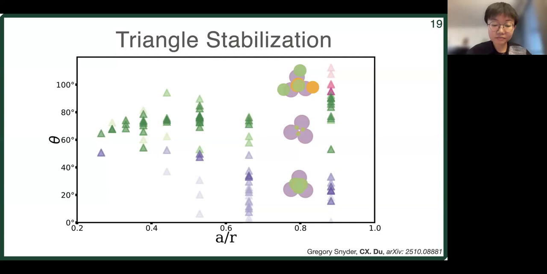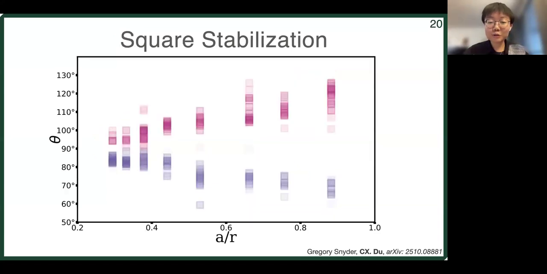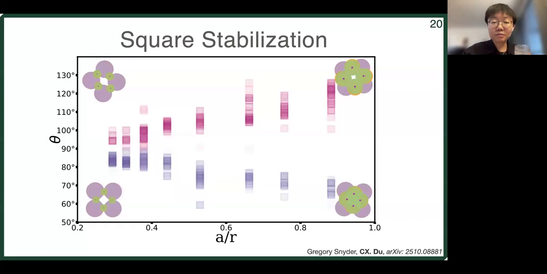So what happened to squares? Okay, squares show something completely different. Here we see a really nice bifurcation of the patch opening angles for squares. And if you go to the limit where the patch size goes to 0, a point patch size, you can see that you will actually go to 90 degrees. And here are some structures for the small patches and the big patches.